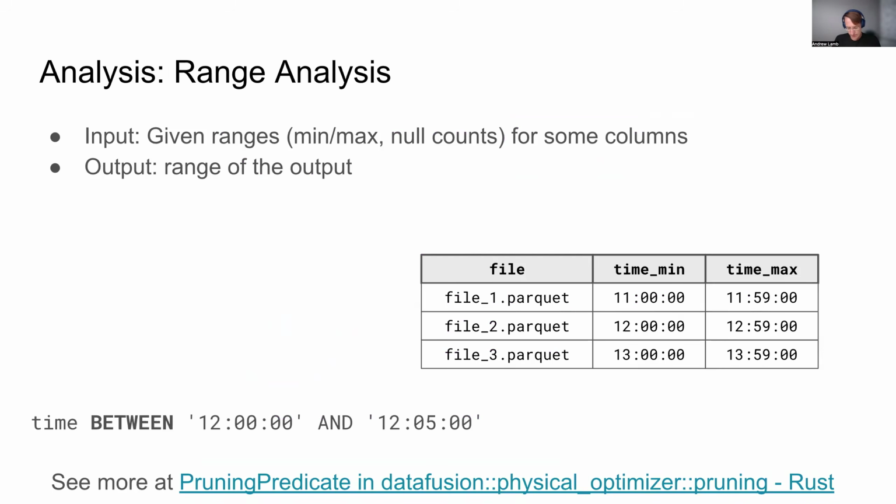Now, in order to actually implement that pruning, the way it typically works is you have some sort of range analysis where you have the input ranges, like the min-max values for particular columns, and you have some arbitrary expression, and you're computing the output range. And for Boolean, if you know for sure the output is always not true, so false or null, then you can skip the file. But that's a little bit more involved.